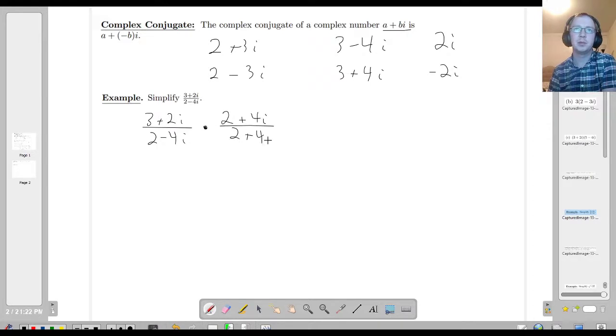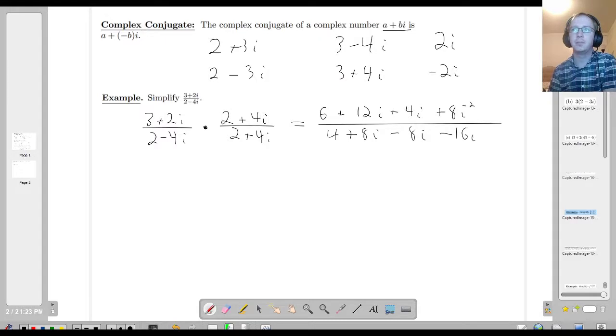So the top and the bottom of this fraction are going to get multiplied by that. In effect, I'm just multiplying by 1. So this is not going to change the number, it's just going to make it written in a more convenient way. Okay, so let's go ahead and FOIL out the top and the bottom. 3 times 2, 3 times 4i, 2i times 2, 2i times 4i, and then on the bottom, 2 times 2, 2 times 4i, negative 4i times 2, and negative 4i times positive 4i.